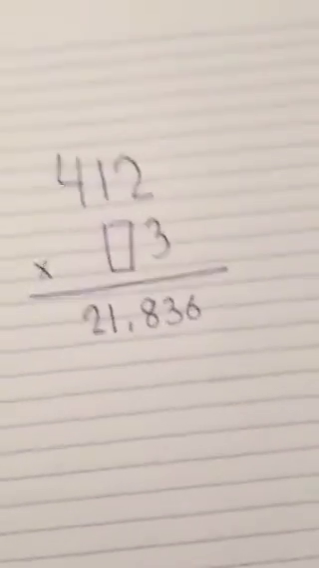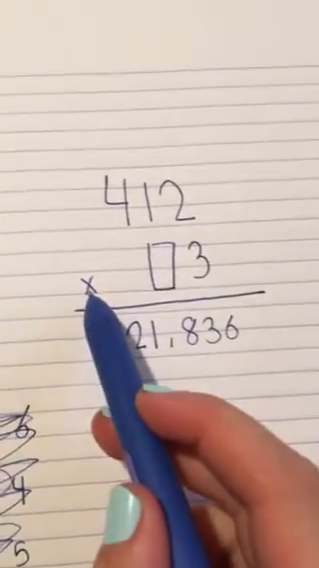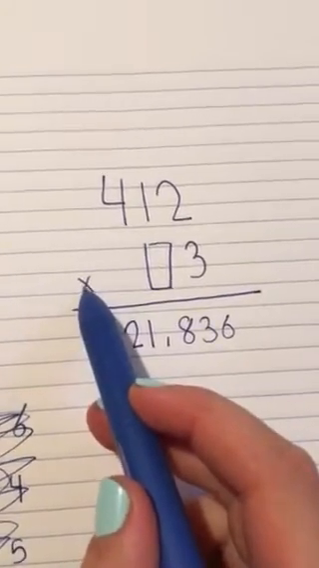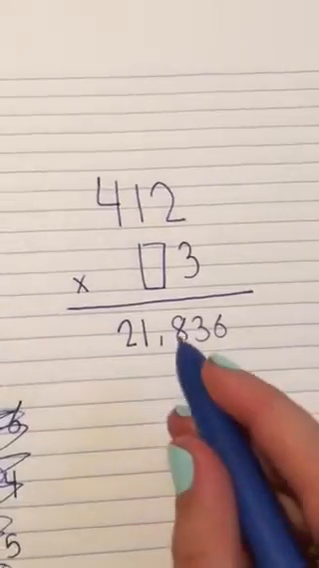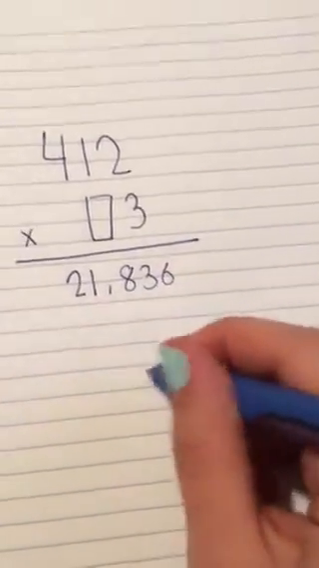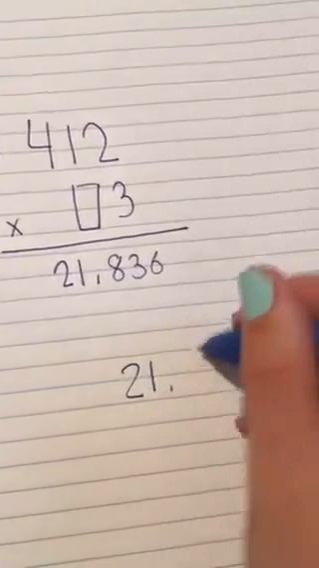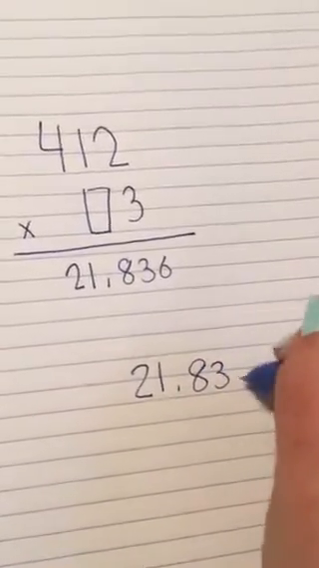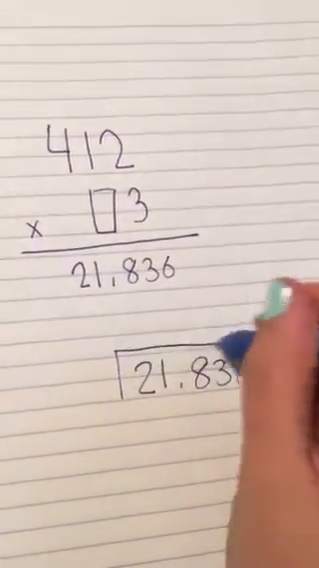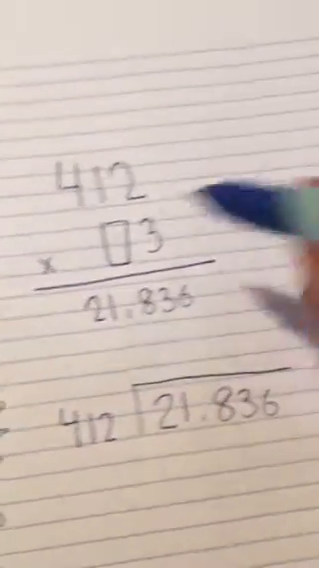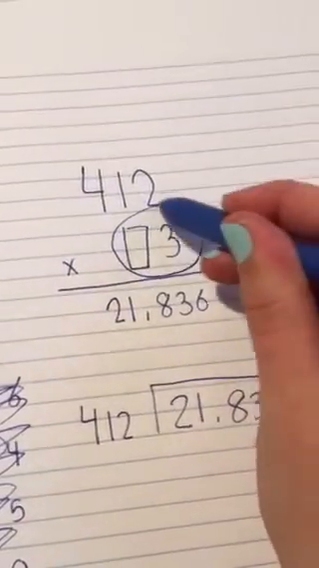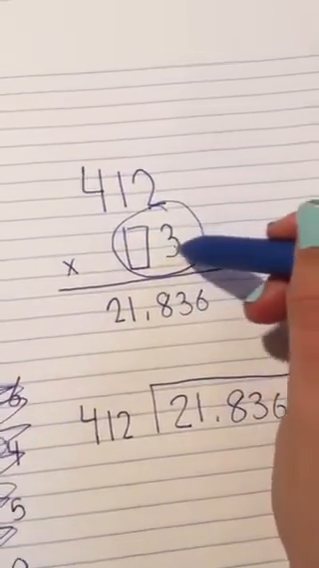But if we don't have these answer choices, I'm going to cross them all out. If we don't have these answer choices, what would we do? Well, we know the opposite or the inverse of multiplication is division. So we can actually take our product, 21,836, and divide by 412. And what we'll get is this number, but we'll get the whole thing instead of just 3.